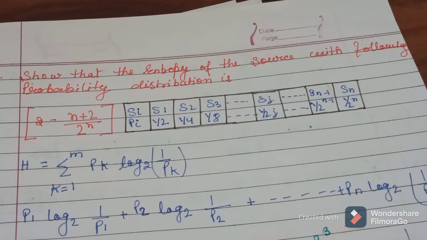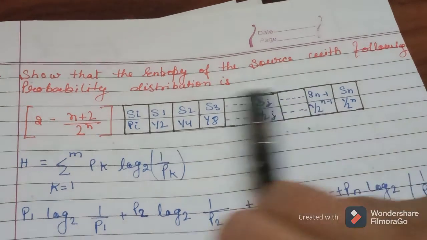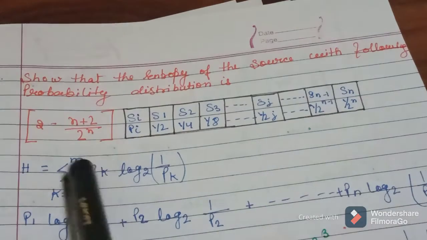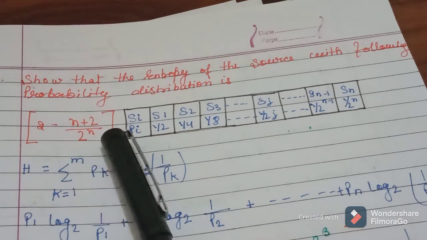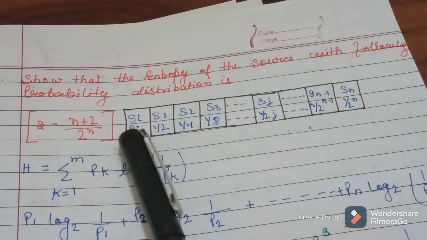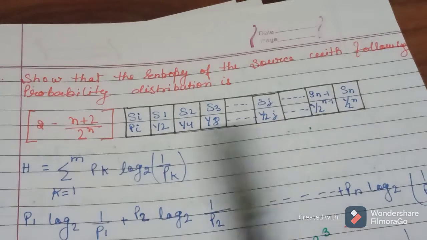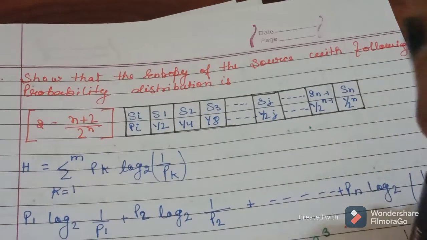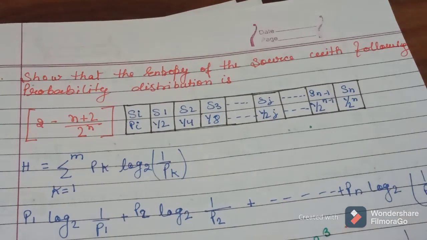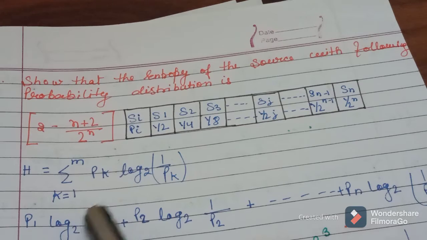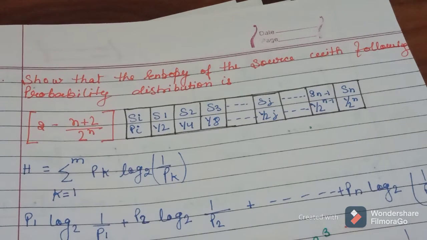So let's get started. Show that the entropy of the source with the following probability distribution is given, and how we can solve this problem. We are using 2 to the power minus n, with s1, s2, s3 and so on. First of all, we will take the formula of entropy. Our entropy formula is H = sum over k of pk log2(1/pk).